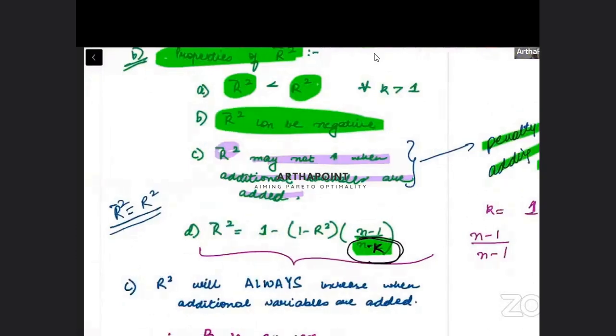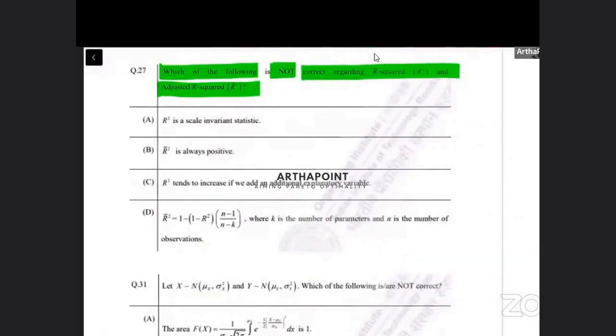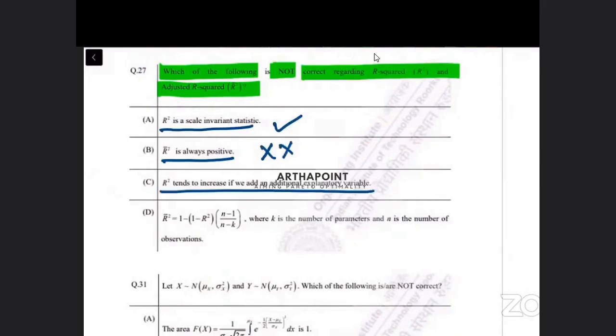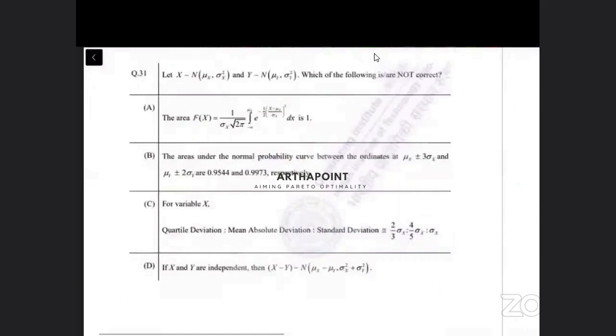Please make sure you understand each and every point related to r square and r bar square. So on the basis of that, we will say r square is scale invariant, correct. R bar square always positive, incorrect. R square tends to increase if additional variable is added, correct. This is the formula of r bar square, correct. So these are all accordingly. Okay, come to the next question. It says x is normally distributed and y is also normally distributed. Which of the following is not correct?